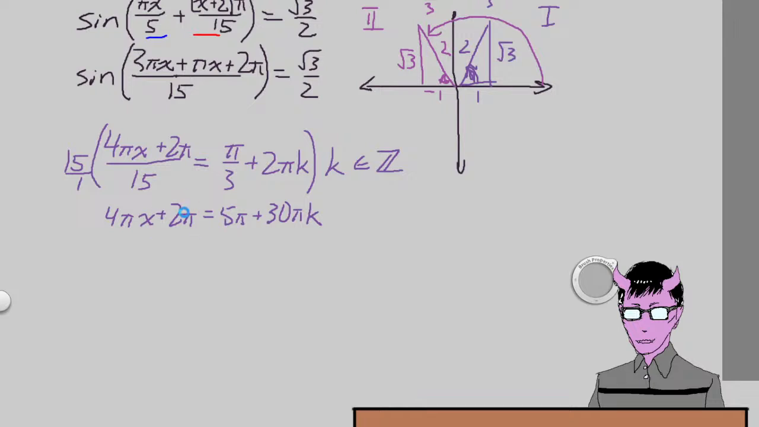Wonderful. And then we're going to subtract the 2 pi from both sides and then divide by 4 pi afterwards. So subtract this one first. We'll have some semblance of order. So these two are like terms.